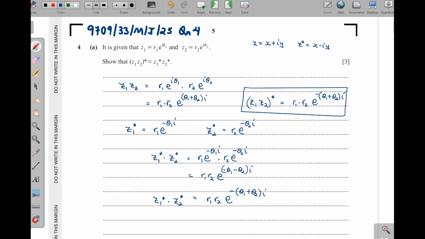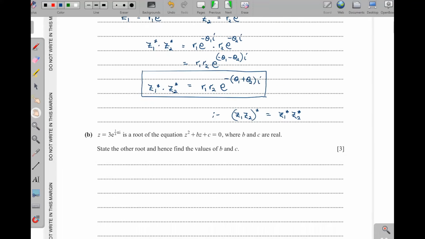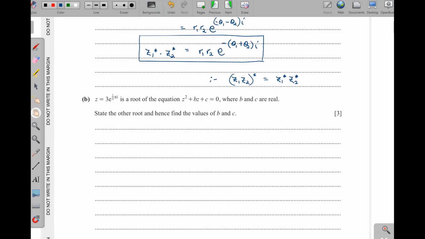Now, when you look at what we have gotten here, this simply implies, when you look at this and this, they are the same, right? So therefore, the modulus of z1 z2 is equal to the modulus of z1 times the modulus of z2. As simple as that.